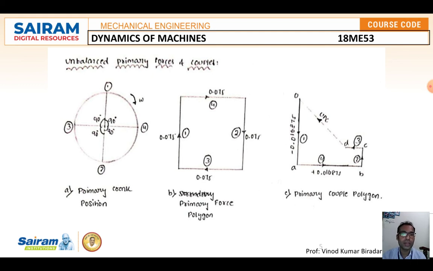So this is about the primary couple polygon. I will repeat here: the primary force polygon and primary couple polygon, you need to construct based on the engine firing order. In the primary force polygon, it is closed, so there is no force generated in that, so no need to calculate. Whereas in the primary couple polygon, we are not joined, so OD is the unbalanced primary couple, that you need to calculate. How are you going to calculate that?